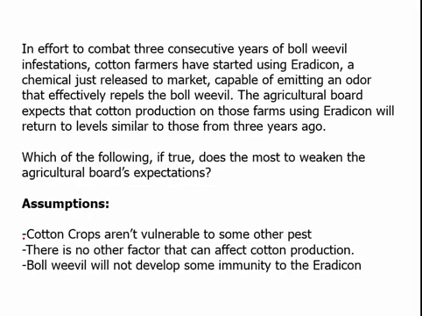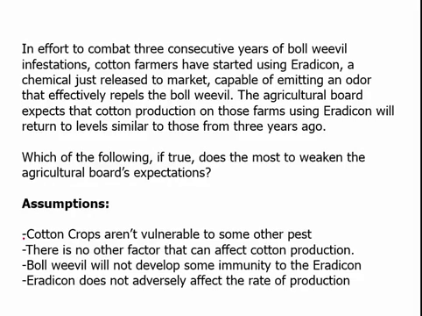Maybe a little more subtly, and this is typically what the test writers go for, not the obvious ones, the more subtle one would be boll weevils will not develop some immunity to Eradicon, or Eradicon does not adversely affect somehow the rate of production. Of course, you don't have to actually think on this sneaky or subtle of a level, but by just thinking of the assumption, it's going to make you a lot more prepared for what the right answer is going to look like, and you're going to be much more on guard against the answer choice traps that, of course, are waiting in one or two of the answer choices that are wrong.